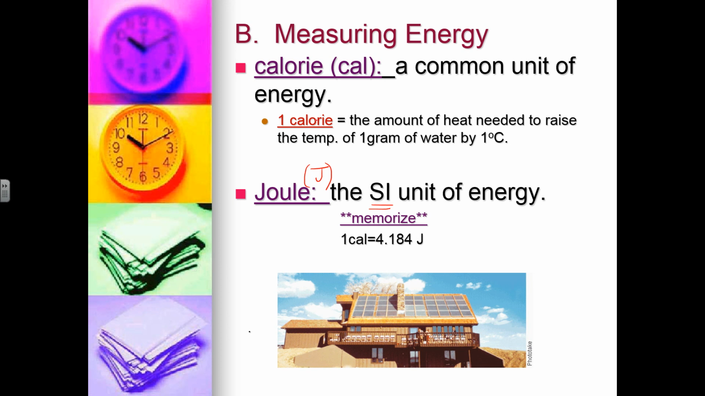Now, since we have 2 units of energy that we talk about in this class, we need to be able to convert between these 2 units. So we need a conversion factor to do that. And this is one you're going to want to memorize by the end of this chapter because we're going to be using this to do some conversions a little bit later on. So 1 calorie, the food calories I was talking about earlier, is equal to 4.184 joules. If you have 1 calorie, that is equivalent to 4.184 joules of energy.